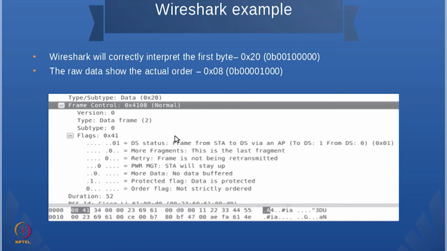You should be aware of this, and if you look at Wireshark, it gives you all the information. It talks about the frame control, then the version, and it says that it is a data frame. Then it looks at the flags. If you use Wireshark, you will be able to interpret all these frames correctly.